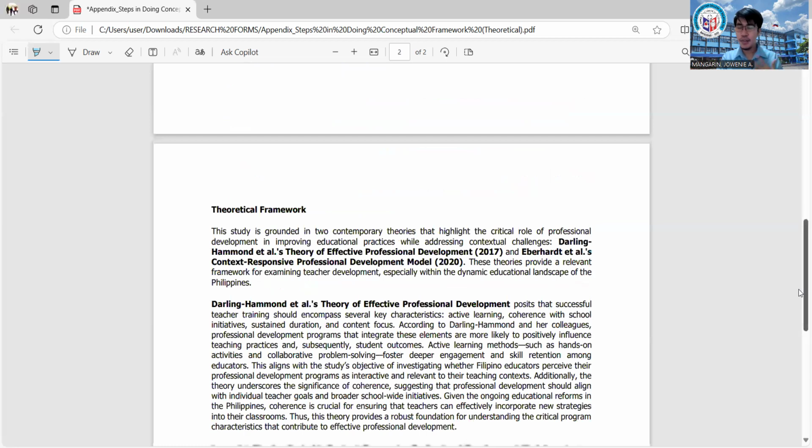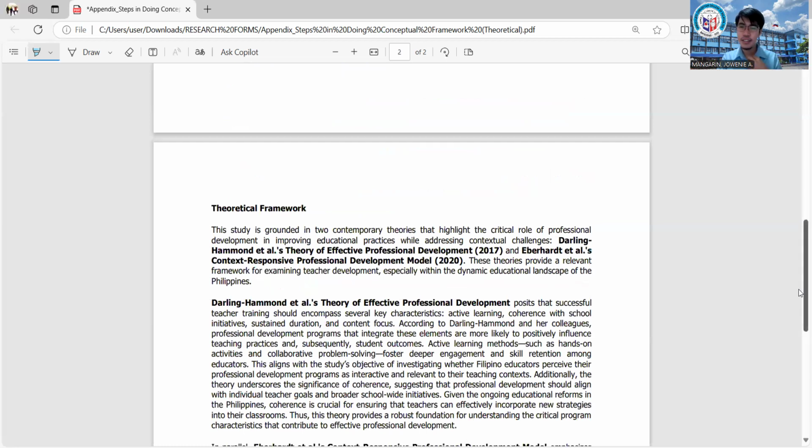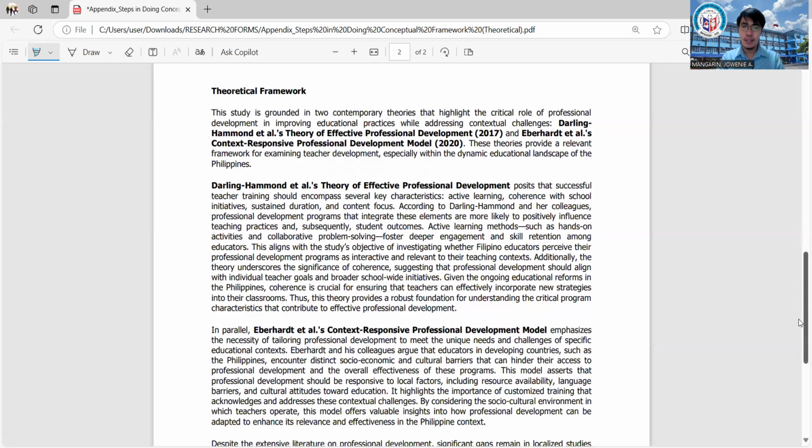Okay. Itong theoretical framework na to, it is connected on the sample study na meron tayo dun sa introduction natin kung matatandaan niyo. So, they have here the brief introductory statement regarding the theory that they will be utilizing on their paper. So, anong theory yung kanilang gagamitin? The theory of effective professional development that was created by Darling Hammond et al. 2018.